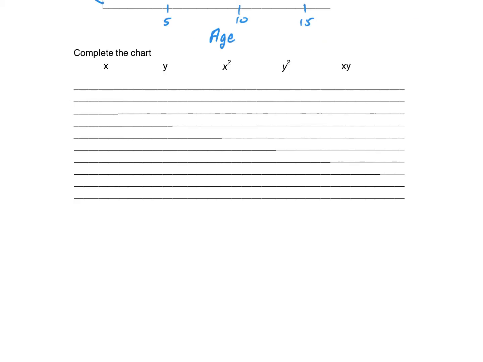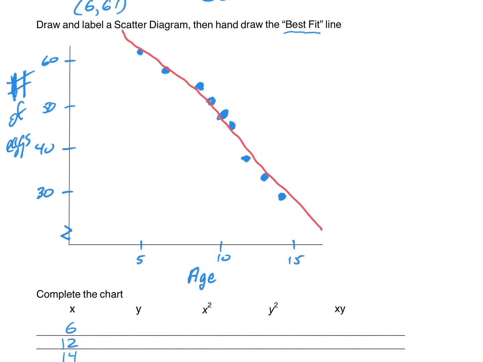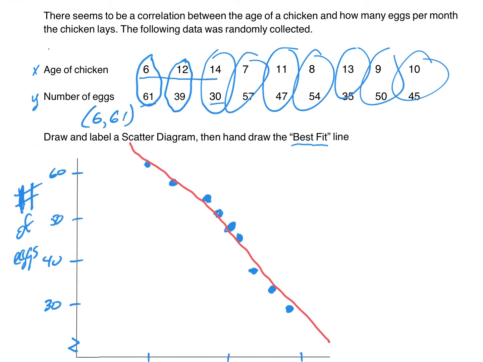All right, now we have a chart. So this chart, you now have to copy all of your X pieces. These are the ages of the chickens. So it goes 6, 12, 14, 7, 11, 8, 13, 9, and 10. Just so you understand where I got those. Those are these values right here: 6, 12, 14, 7, 11, 8, 13, 9, and 10.